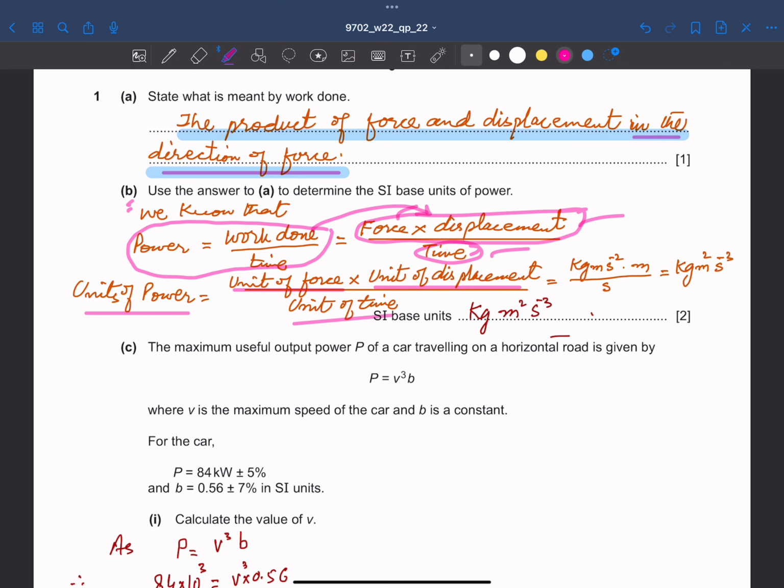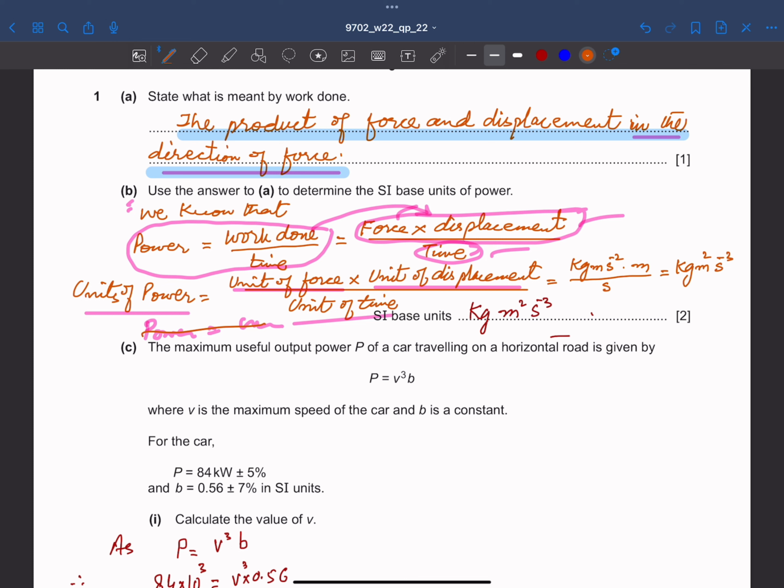Sometimes students make this mistake that they write only that the power is equal to unit of force and so on. So this will be a wrong equation. You have to write it in complete form: units of power is equal to unit of force into unit of displacement divided by unit of time.